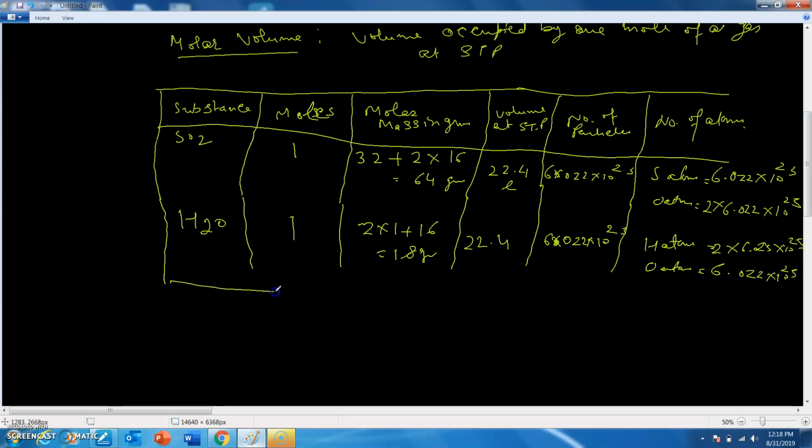In this way we can check that 1 gram molecular mass is equal to 1 mole is equal to 6.022 into 10 raised to power 23 particles is equal to 22.4 liter at STP. These are equal, and we can check it for other molecules also.